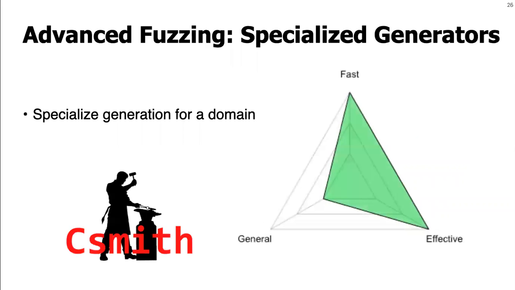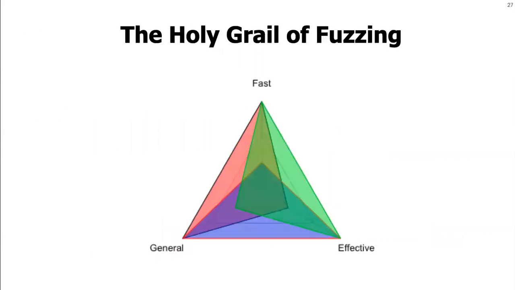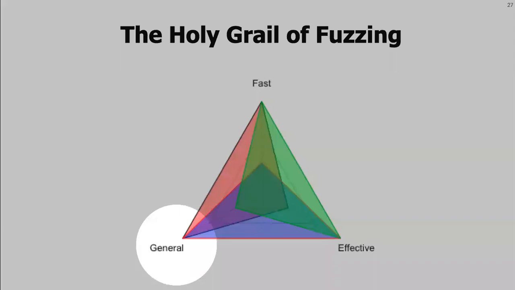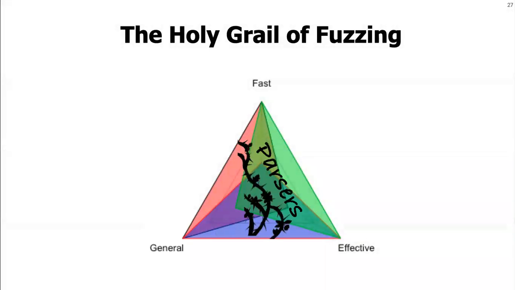The trade-off here is generality. That is, CSmith can only ever fuzz C compilers. Further, it can only explore the parts of the input space it knows about. That is, no extension to C can be explored. This is obviously not very scalable. That is, the holy grail of fuzzing has been to build fuzzers that are fast, effective, and general. And the input parsers have been a major thorn in these efforts.